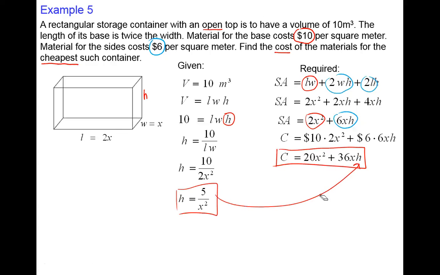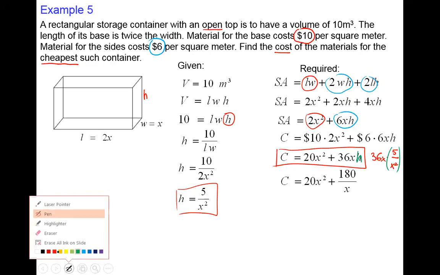Okay, let's see what we have. We have this. I will put 36x times 5 over x squared. Okay? And 36 times 5, it's 180. x and x squared cancel out, only x stays. Okay? That means that's my height, and this is height.